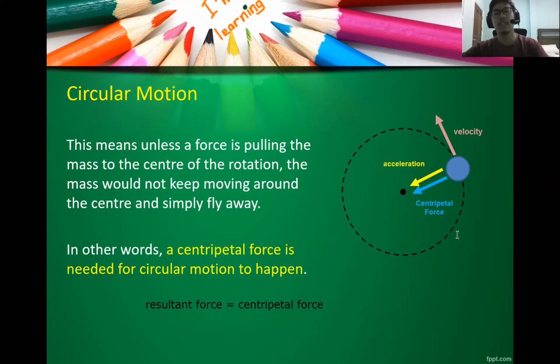Okay, so in other words, when an object is moving around in circles, there may be a lot of forces acting on the object, but if you add up all the forces to find the resultant force, this resultant force is always pointing towards the center. In other words, the resultant force is the centripetal force. Okay, I hope you understand that one.